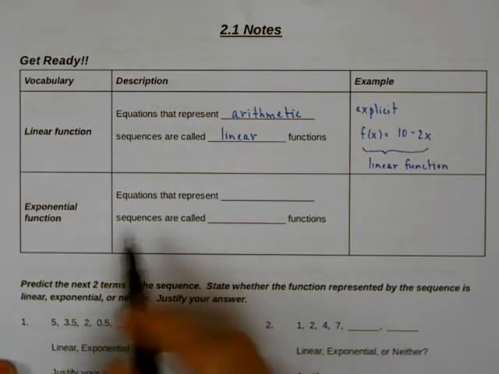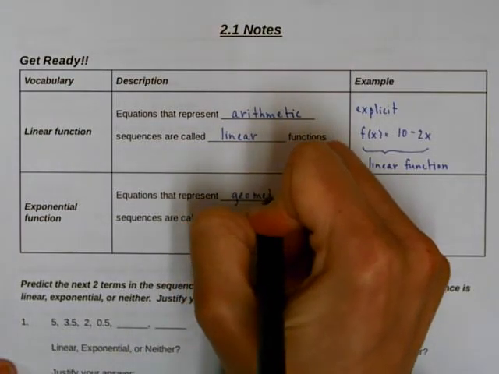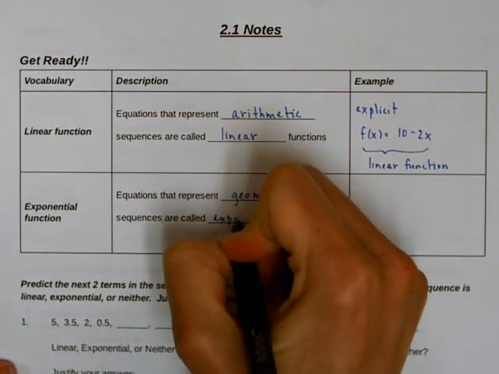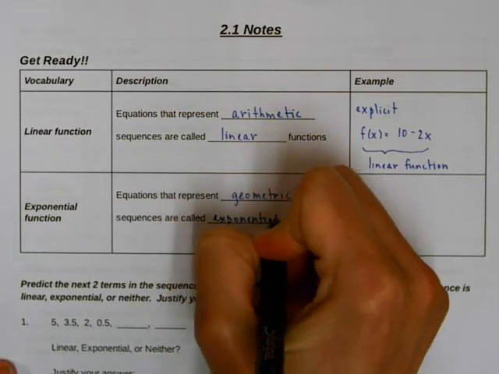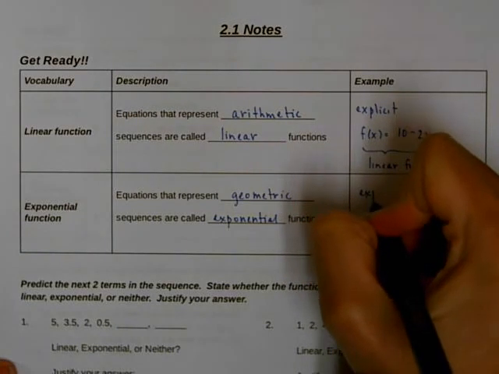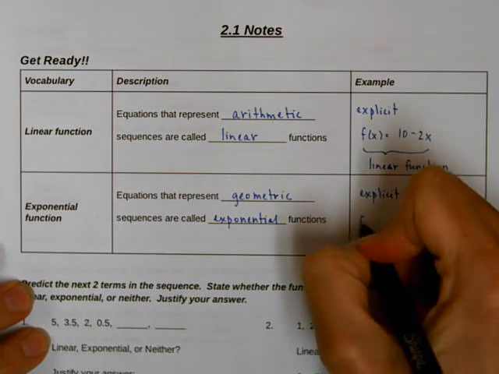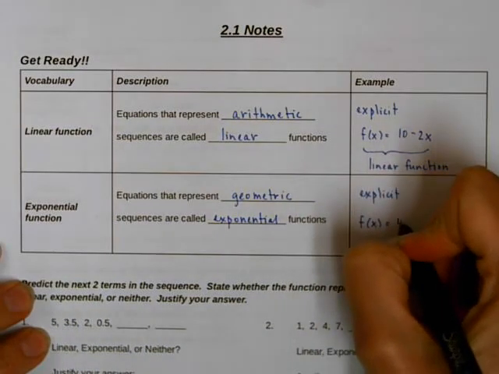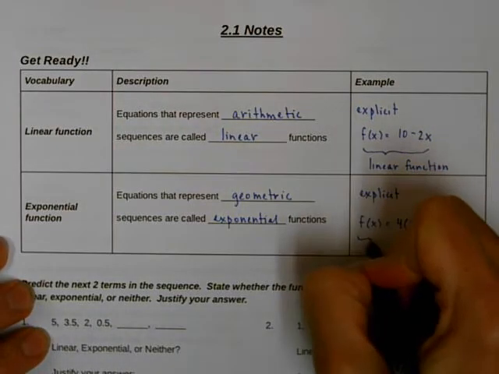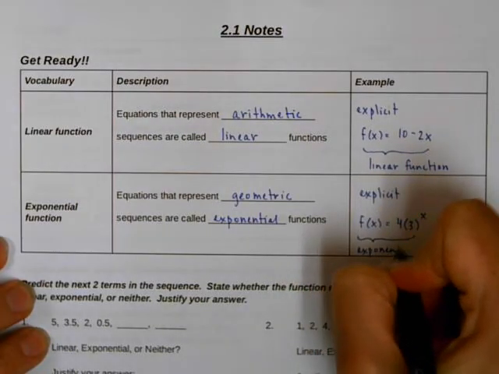Now, on the other hand, equations that represent geometric sequences are called exponential functions. So again, if you think back to Mod 1, we talked about an explicit equation for a geometric sequence might look something like f of x equals 4 times 3 to the x. That was our explicit equation. And again, the idea here now is we're giving it a new name and calling it our exponential function.